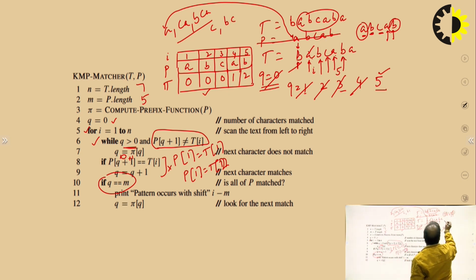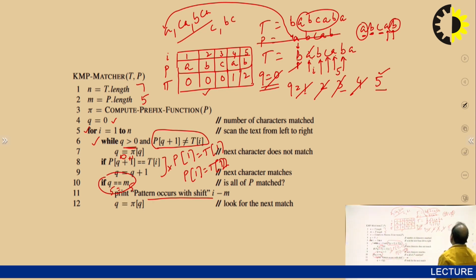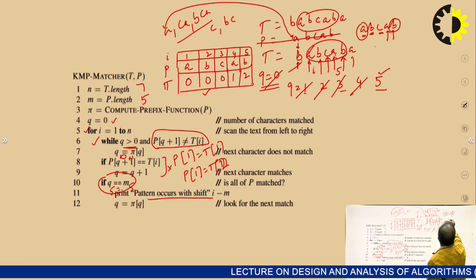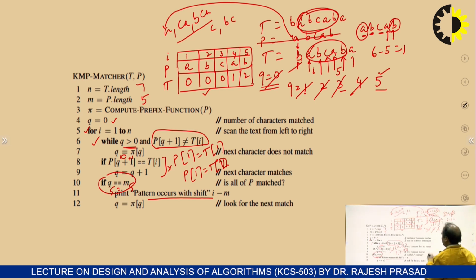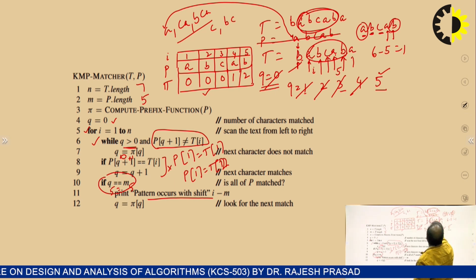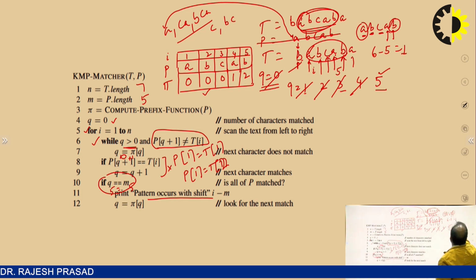That means all of the matches are correct. So 5 equals the pattern length, which is still 5. This is true, so the pattern occurs with shift i minus 5. What was i? i was 6, and 6 minus 5 is 1. So the pattern occurs with this one shift. This is a valid shift, so we got shift equal to 1.